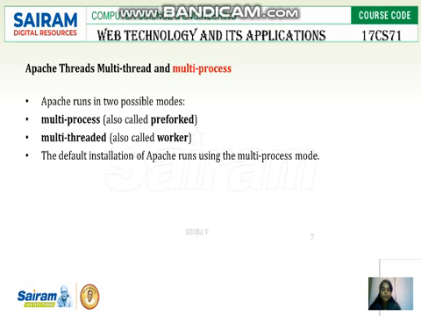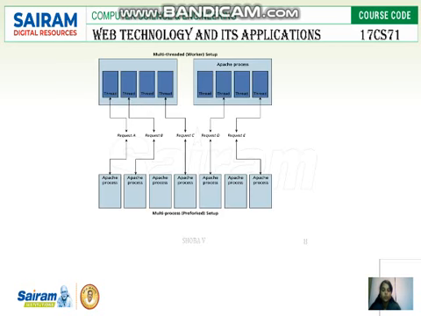Then threads, multi-thread and multi-process. It can run in two possible modes: multi-process and multi-threaded. Multi-process we can call pre-fork, and multi-threaded we can call worker. The default installation of Apache runs using multi-process mode only. So if you are not going for multi-threaded, by default it will be in multi-process mode. We can call it pre-forked too. And next, the multi-threaded worker setup, and what is the multi-process pre-fork setup.